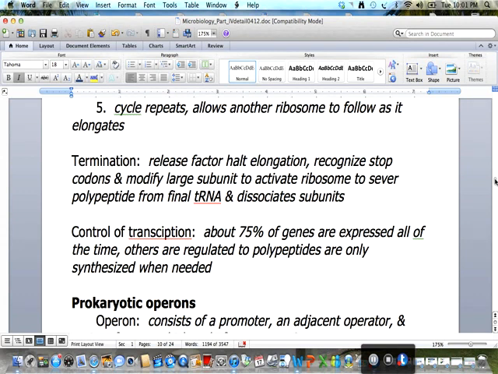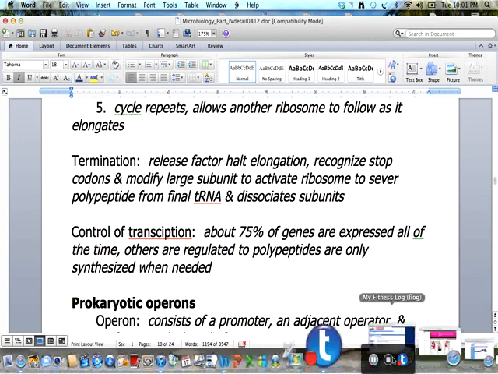Transcription is under strict control. About 75% of the genes are expressed all the time, while others are regulated to produce or synthesize polypeptides only when they are needed.